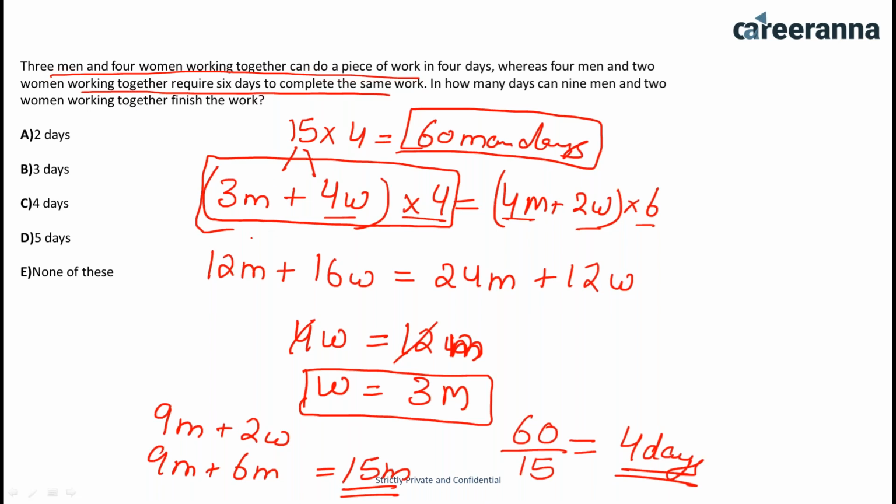Okay, so in this condition, instead of 4 women, we are saying 4 × 3, this becomes 12 men. 12 men plus 3 men becomes 15 men. Okay, so 15 into 4 days is going to be 60 man days. We are calculating the total number of man days. So we are saying the total work is going to be 60 man days. Now the question is asking for 9 men and 2 women, and we already converted all the women into men. So 2 women become 2 × 3, that is 6 men, because 1 woman is equal to 3 men. So 6 plus 9 is going to be 15 men, and you can easily calculate.